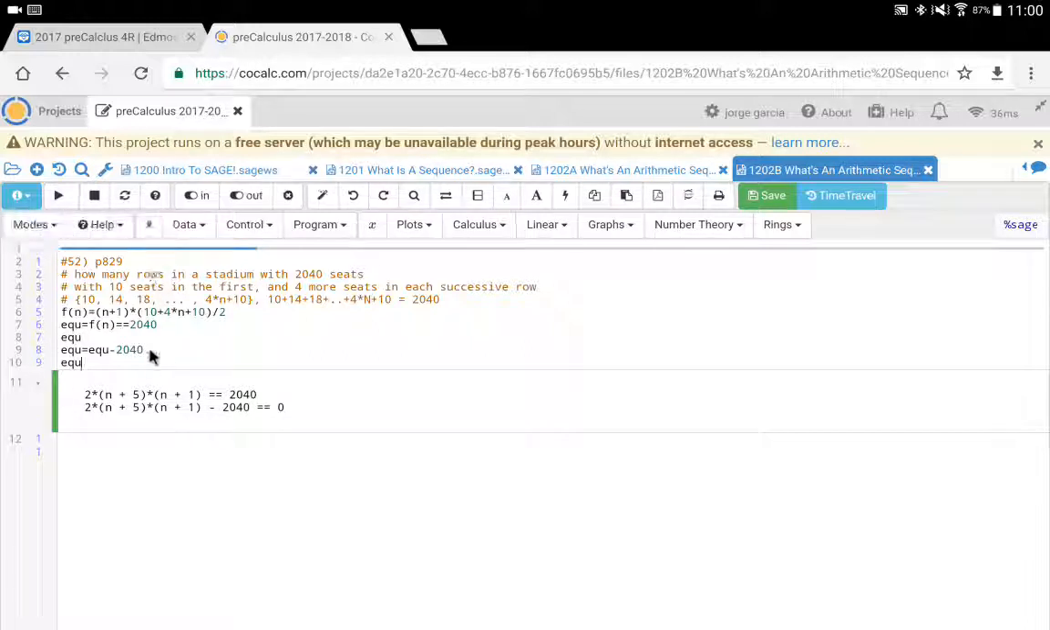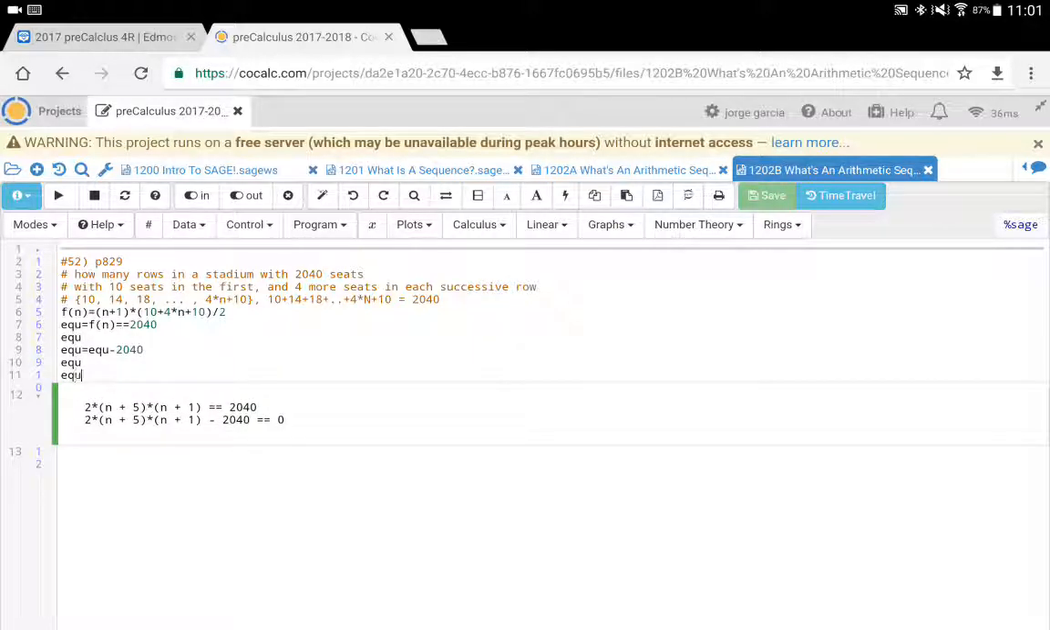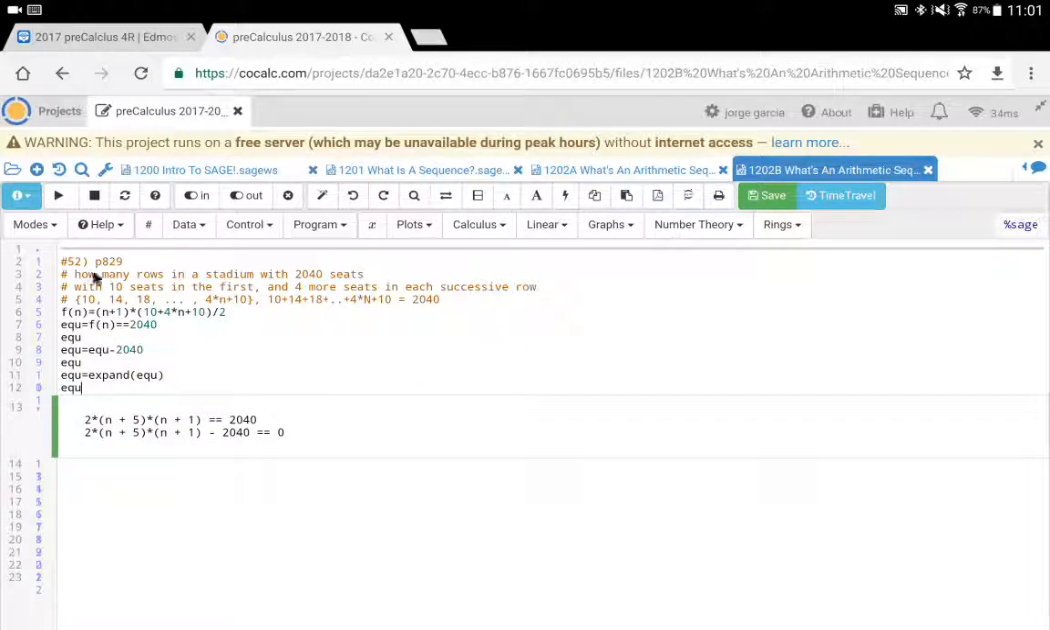Okay. Now that's hard to solve because I have to expand that again, right? Oh, why did it simplify it for me? That's strange. Okay. So how about we say, okay, let the equation equal the expansion, in other words, FOIL it out, of the current equation. So my new equation is the current equation expanded out, and let's print out that equation, see what that looks like.